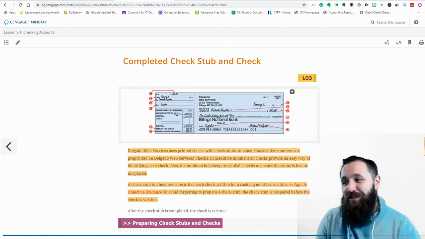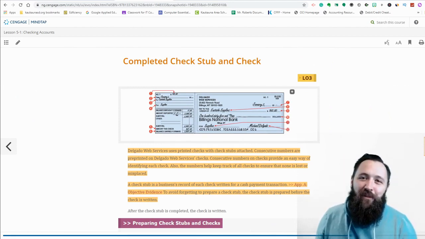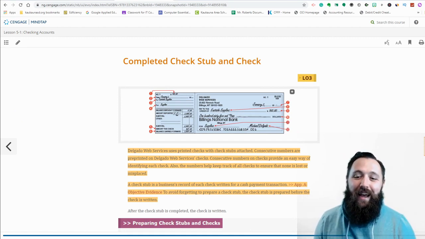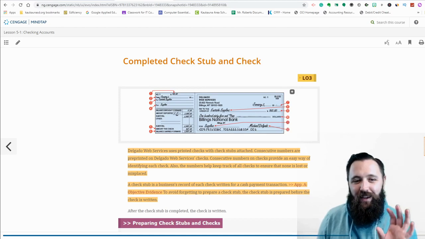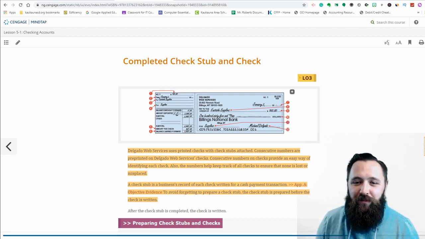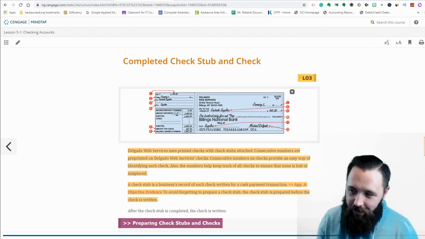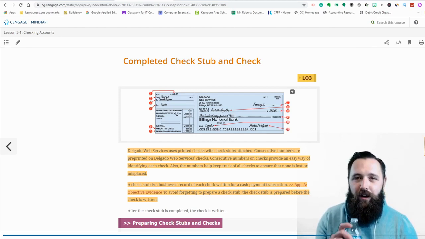And now, this unit's pretty big, okay? 5.1 has a lot of stuff in it. Now we're going to actually complete a check stub and a check. So take careful attention to detail here when it comes to the steps. What are we doing first? We are doing the deposit slip first on the left-hand side, okay? The deposit slip first on the left-hand side before we do anything else, okay? Very, very important to know.